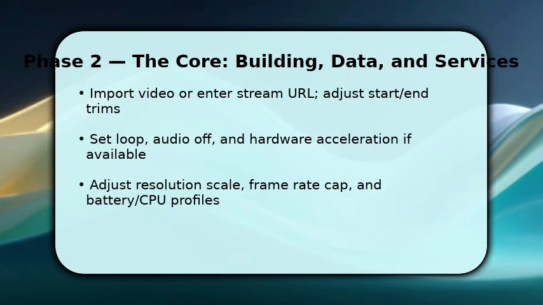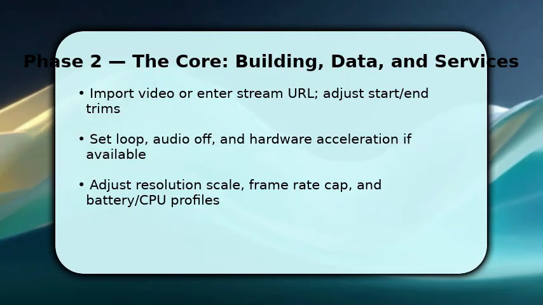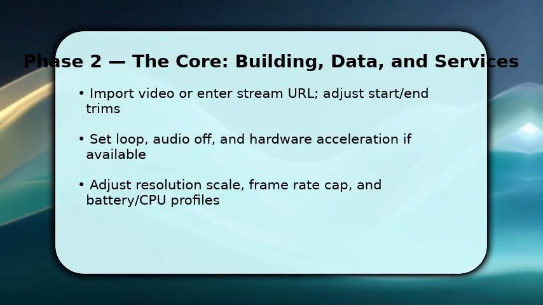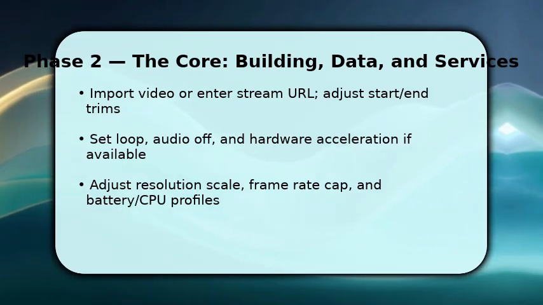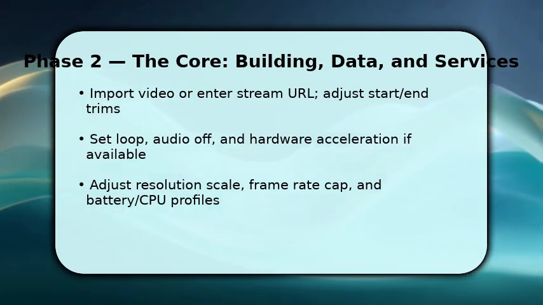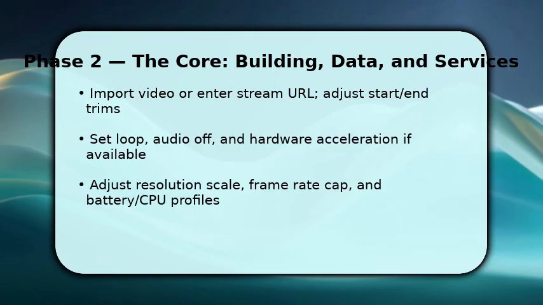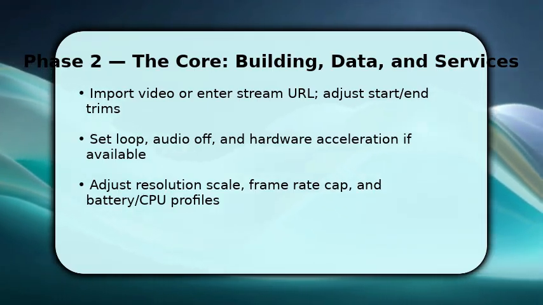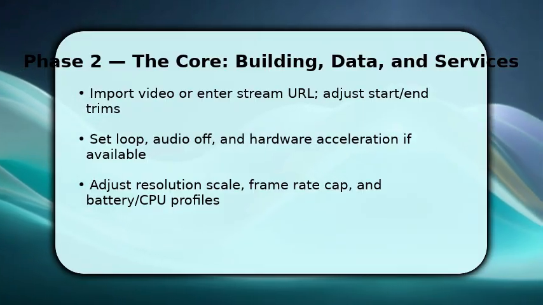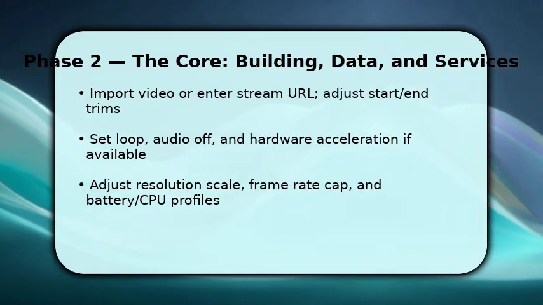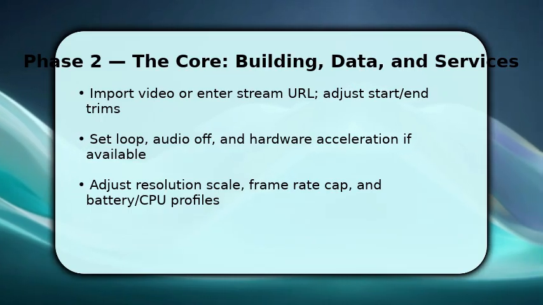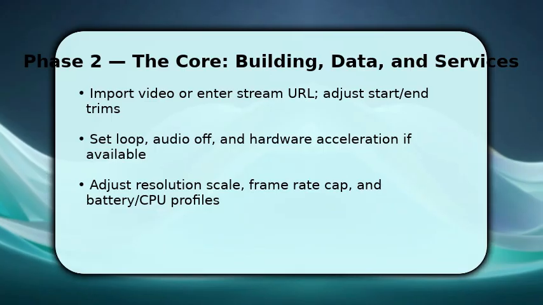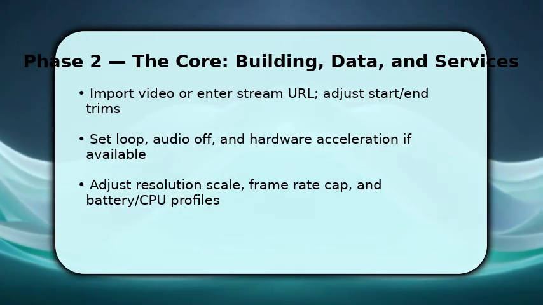Now you import the video and configure how it runs because default settings may drain resources. You drag in the file or paste the stream URL, then trim start and end points to remove black frames. Make sure to disable audio unless you need sound. Silent wallpapers save power. Then enable hardware acceleration and set a reasonable FPS cap like 30 to balance smoothness and CPU use. Finally, apply resolution scaling and a battery-friendly profile if you use a laptop.